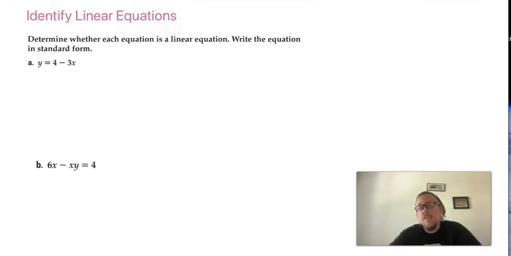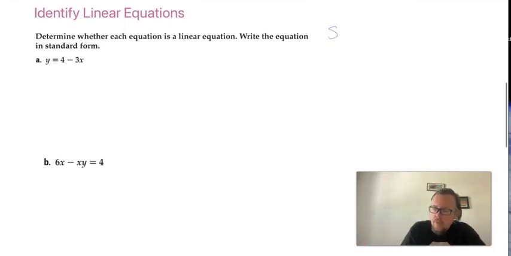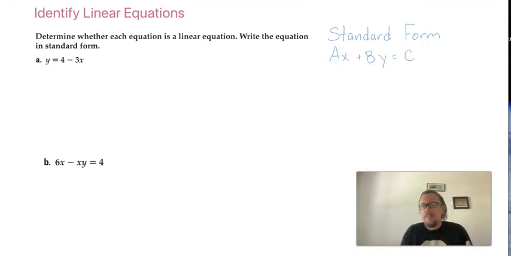To tell if something is a linear equation, what we do is we see if the equation we're given can be written in what is called standard form. And standard form looks like this. Standard form happens when you've got your x and y variables on one side of the equation and our constant, which is just the number that doesn't have a variable, is on the other side. So standard form is ax plus by equals c.